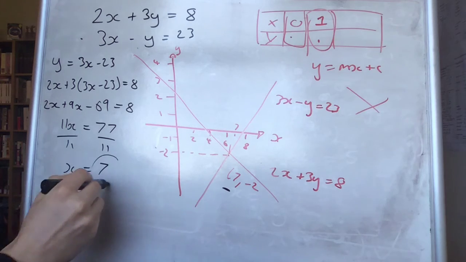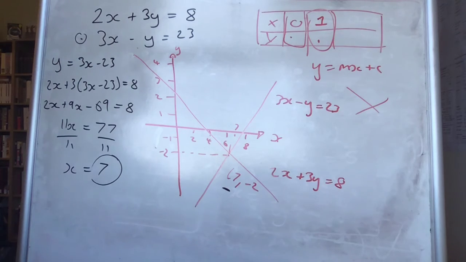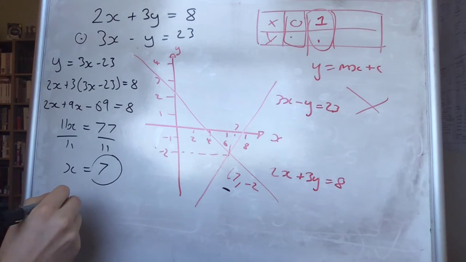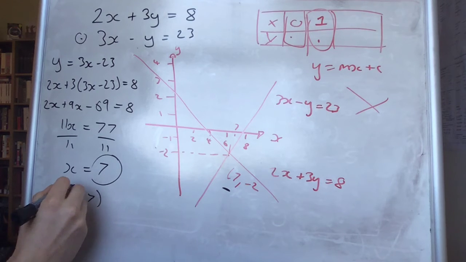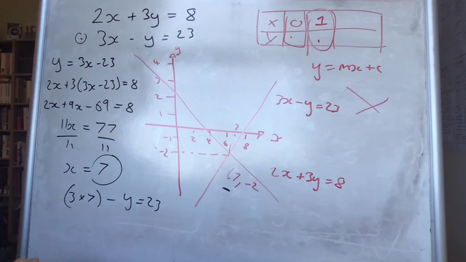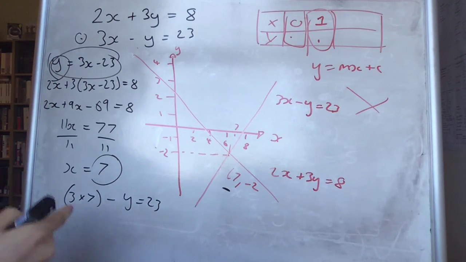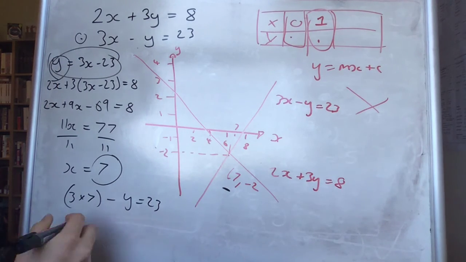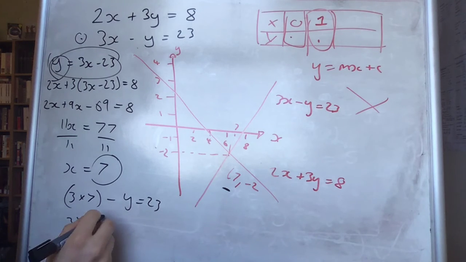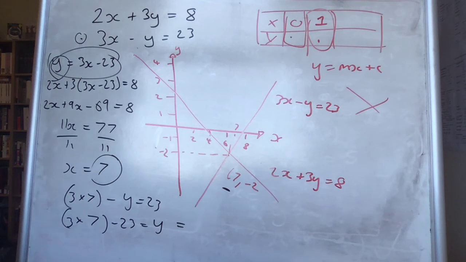And then we can plug this into one of our equations. So let's say we put it into the second equation here. We've got 3 times 7 minus y equals 23. We can rearrange that, or we could have just used this equation, but it doesn't really matter. 3 times 7 minus 23 will equal y, and we can plug that into our calculator, and we get y = -2, which is exactly that.